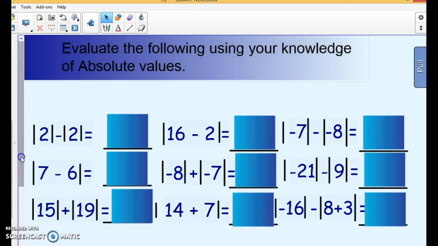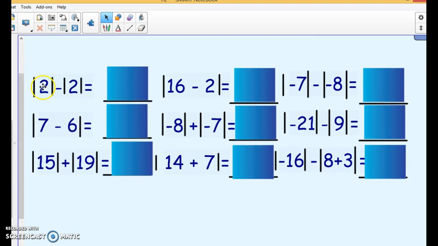Then kind of doing the same thing to solve some problems over here. So absolute value of 2 is 2 minus the absolute value of 2, which is still 2. So 2 minus 2 is 0. 16 minus 2 is 14. Absolute value of 14 is still 14.